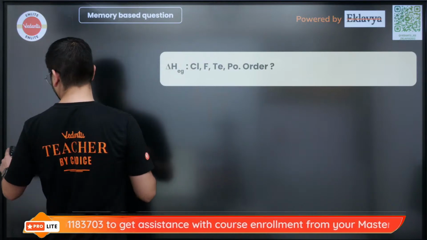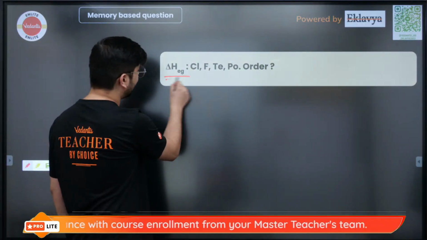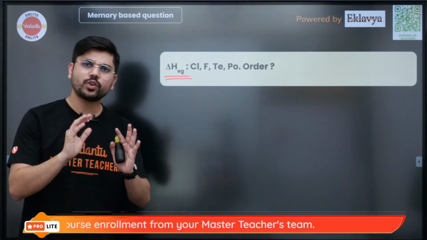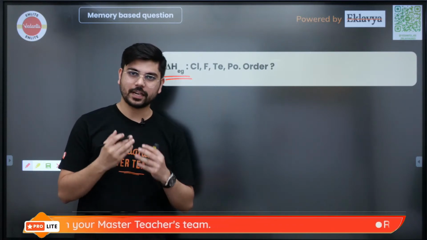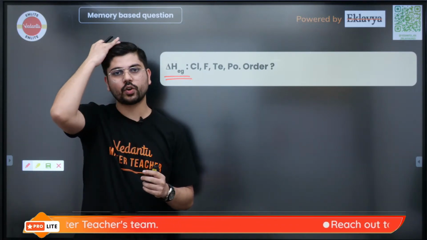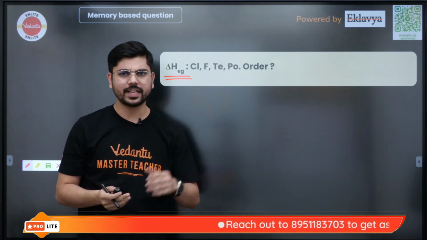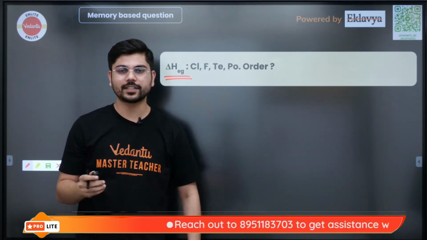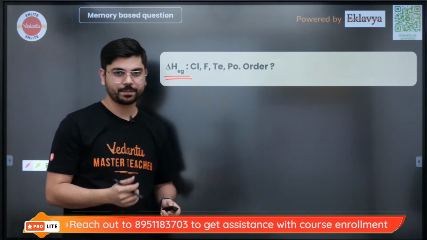Great. So the question over here is about the electron gain enthalpy. What do we know about electron gain enthalpy? It is the enthalpy change when an electron is added to an isolated gaseous atom. Generally the energy is released, but there are some cases where the delta H value is positive.